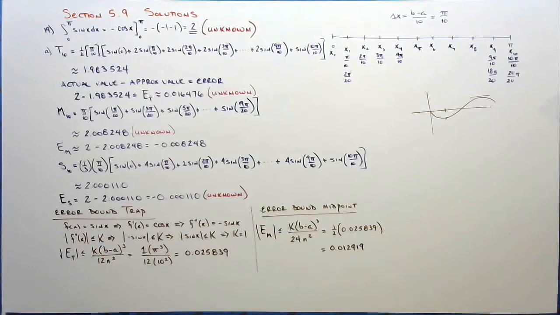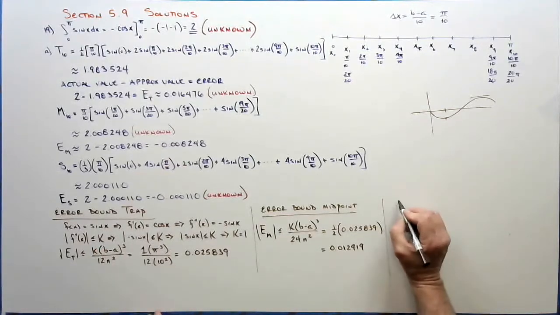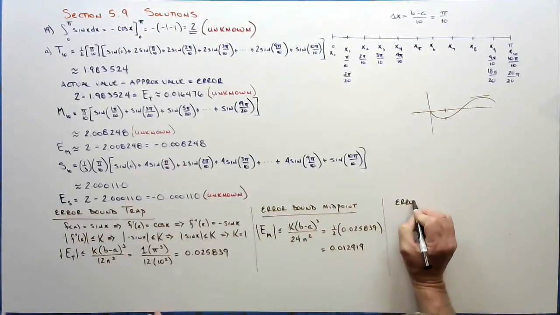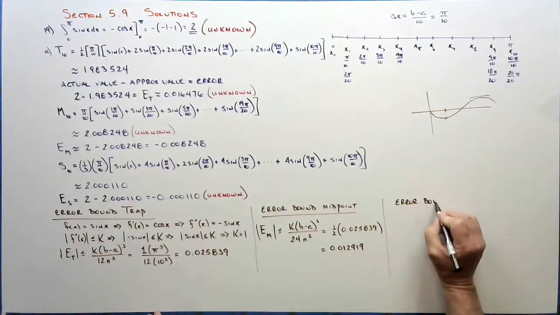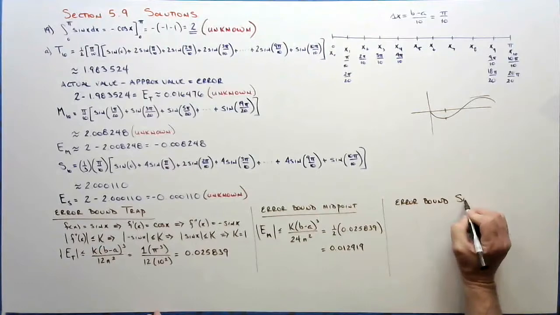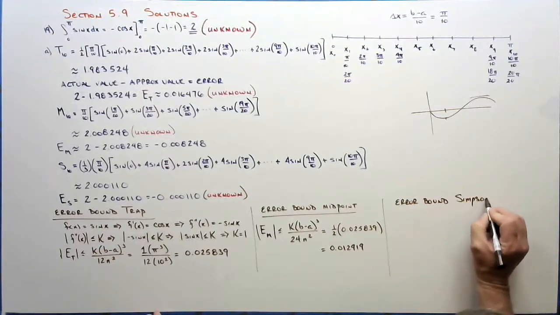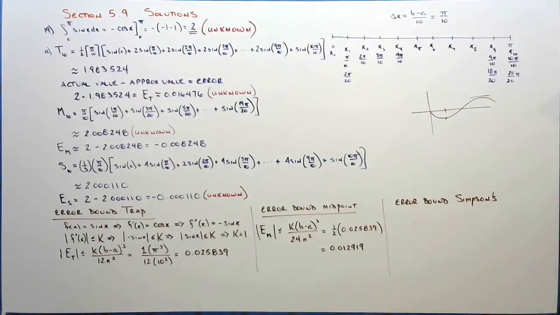Now they wanted us also to find the error bound for Simpson's rule. Now there's a little bit of an extension of what we've done in the past here. The formula is different. And most importantly, we don't need the second derivative, we need the fourth derivative, right? We need the fourth derivative. So we've got to continue taking derivatives here.